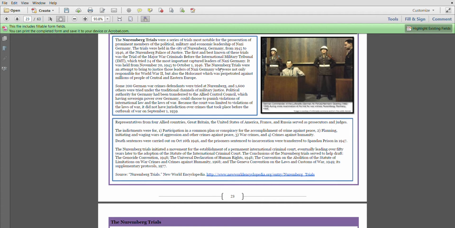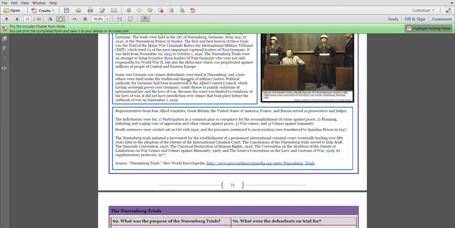The Nuremberg trials were an attempt to bring to justice those leaders of Nazi Germany who were not only responsible for World War II, but also the Holocaust, which was perpetrated against millions of people of Central and Eastern Europe. Some 200 German war crime defendants were tried at Nuremberg, and 1,600 others were tried under the traditional channels of military justice. Political authority for Germany had been transferred to the Allied Control Council, which, having sovereign power over Germany, could choose to punish violations of international law and the laws of war.